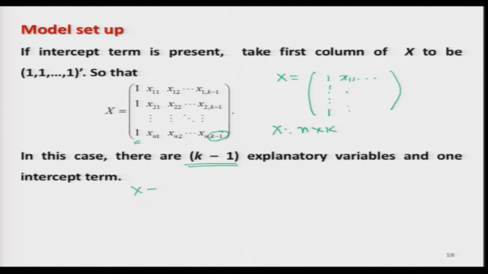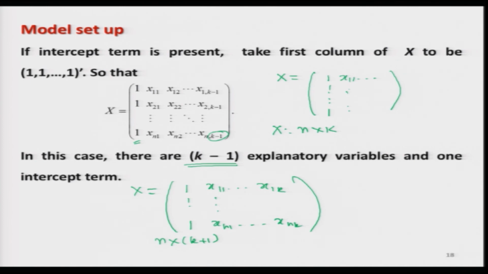Sometimes people simply use the earlier matrix up to k variables, the same matrix that we have used earlier, and add one more column. In this case the order of the matrix becomes n cross k plus 1. So, I am giving you advice that later at different places we will need the number of observations, the number of explanatory variables, and sometimes the order of the matrix X.